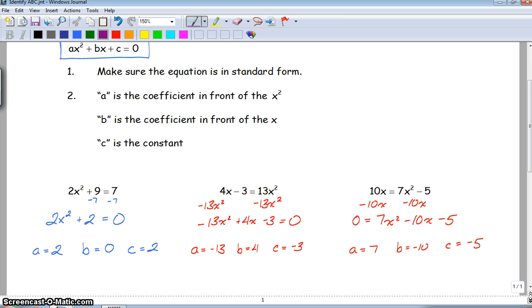Now in this case you could have moved the 7 and the 5 to the other side, in which case you would have gotten negative 7x squared plus 10x plus 5 equals 0. And then you would have told me a is negative 7, b is 10, and c is 5. Both of these answers are perfectly acceptable. Does not matter which one you give, just make sure you show your work and show me where you're getting your numbers from.